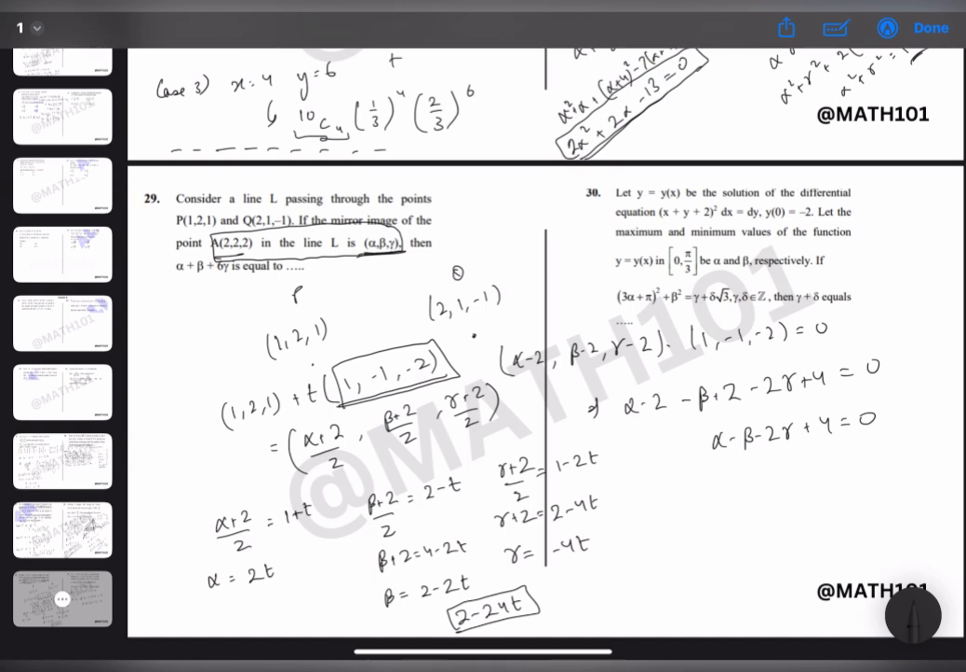which means 2T minus 2 minus 2T minus 2 into -4T plus 4 equals 0. So 2T minus 2 plus 2T plus 8T plus 4 equals 0. 12T equals -2, which means -24T equals 4. So our answer is 2 plus (-24T), 2 plus 4 equals 6. So the answer is 6.